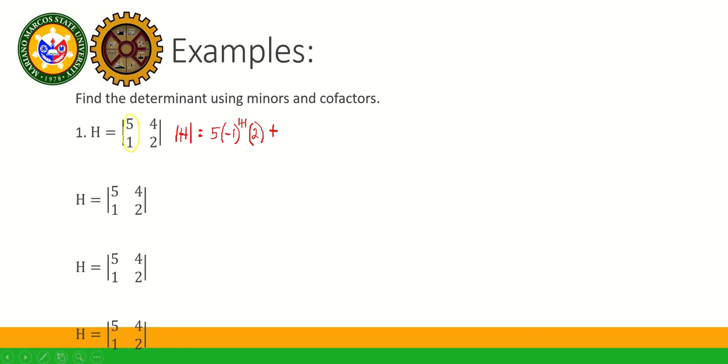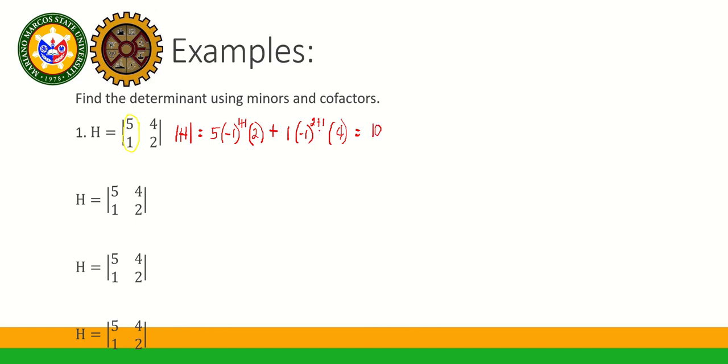Ito. Okay. And then we have si second element natin, which is si 1. Negative 1 raised to, nasa column 1, row 2 siya. So, 2 plus 1. Okay. And then, multiply natin sa cofactor ni 1, that is equal to 4 kasi matatanggal to. Okay. And then, we simplify. Negative 1 raised to 2 is positive 1. So, 5 times 1 is 5 and then 2. So, that will be equal to 10.